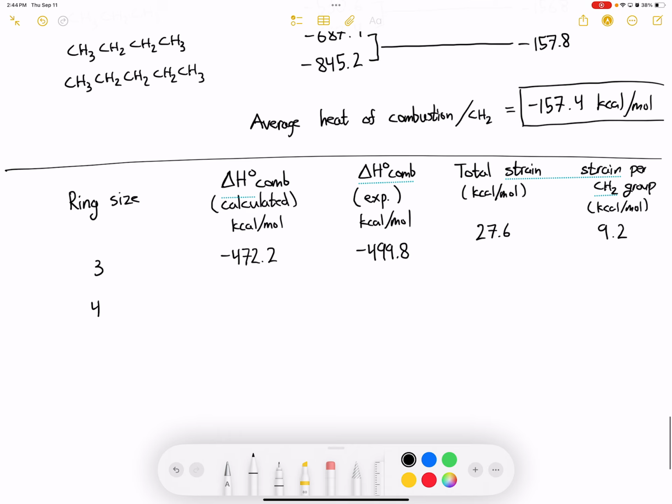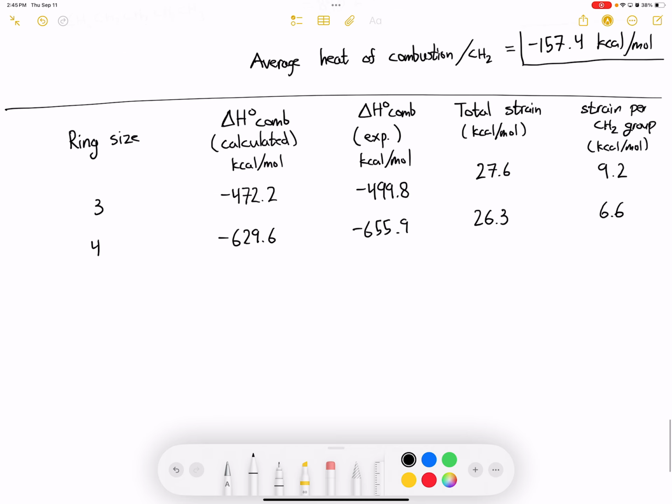Now, ring size 4, cyclobutane. It's not as bad as cyclopropane, but not that great either. 0.9. The strain is less, but only slightly so, 26.3. And then each group here is 6.6. They have that much strain.